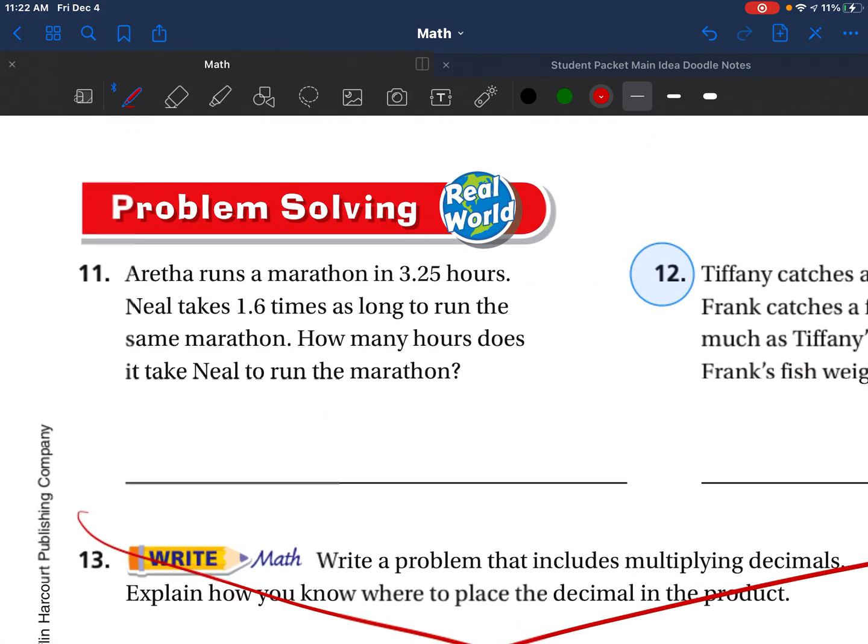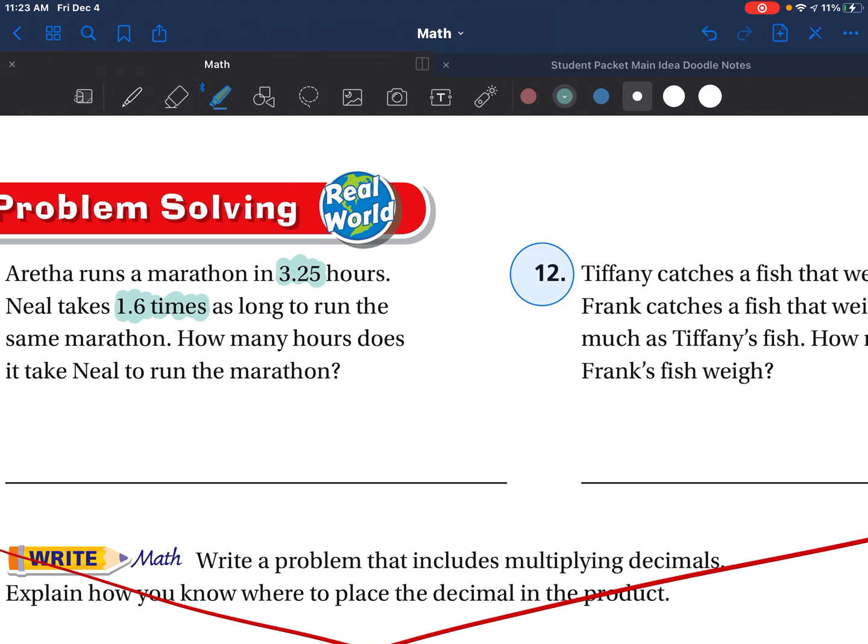So let's take a look at those. 11 says Aretha runs a marathon in 3.25 hours. Neil takes 1.6 times as long to run the same marathon. How many hours does it take Neil to run the marathon? Just multiply the numbers, you'll get your answer. Don't forget to label it.